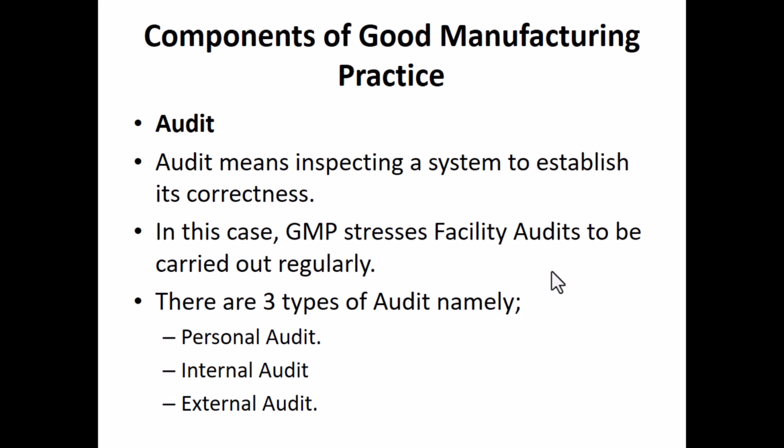The other thing is audit. You need to always keep checking, auditing, checking what's going on. Is it right? Are people doing it right? There are specifically three types of audits. There is personal audit, like the person who is weighing has to recheck the values they are weighing. Is it the right thing? And if it is right, that's your personal audit.